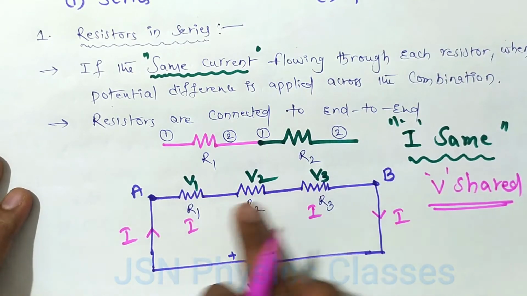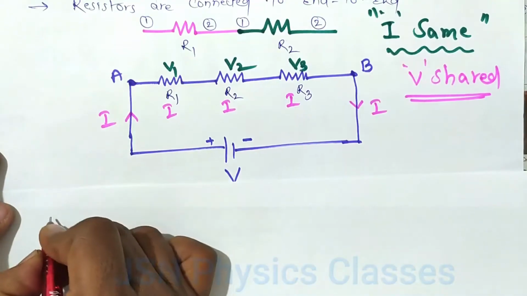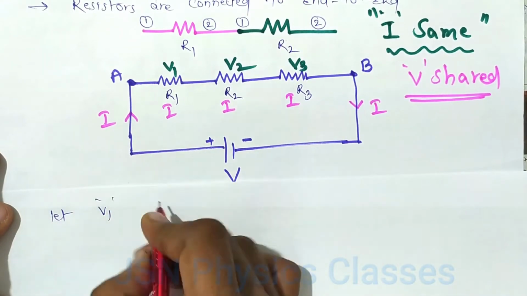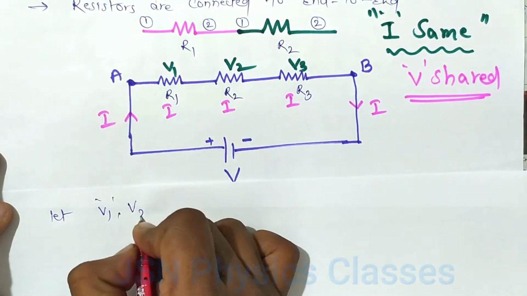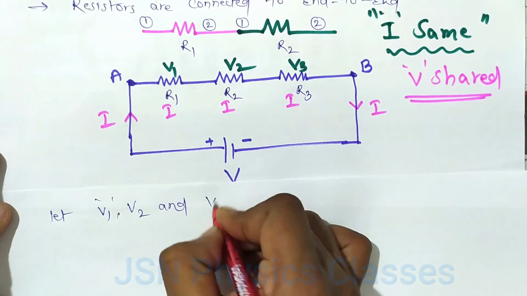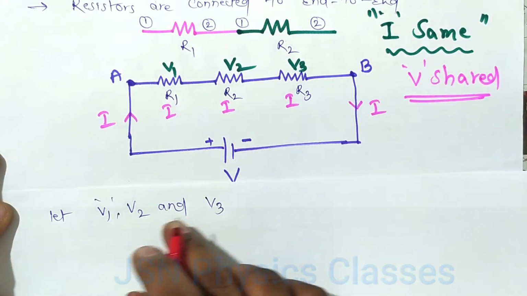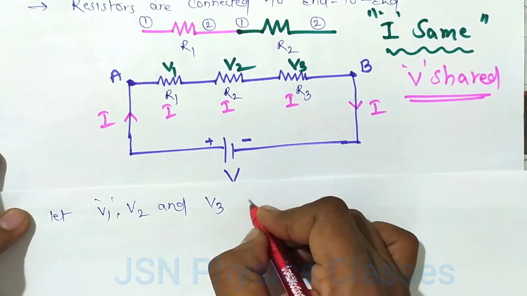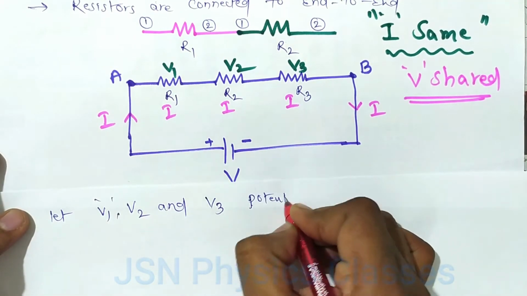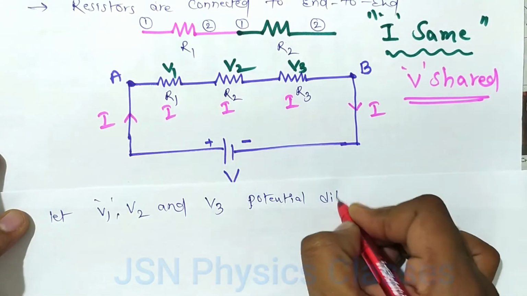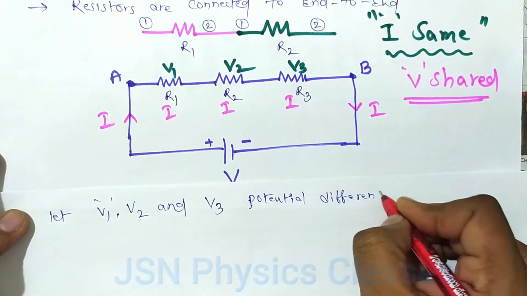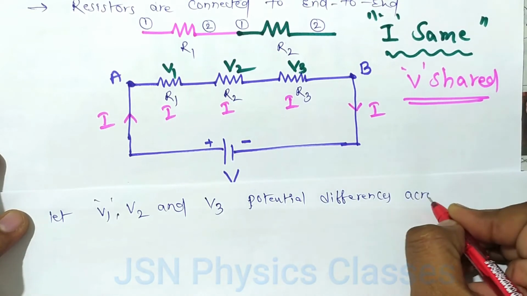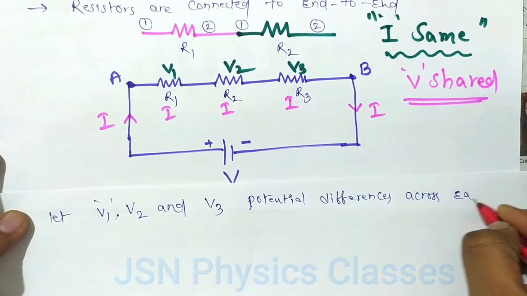There is a potential drop across each resistor. Let V1, V2 and V3 be the potential differences across each resistor.